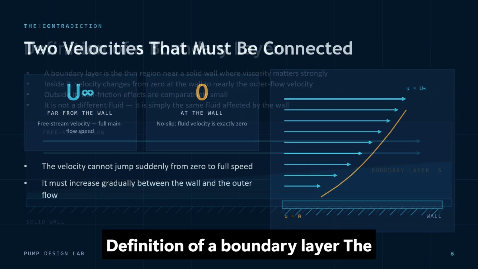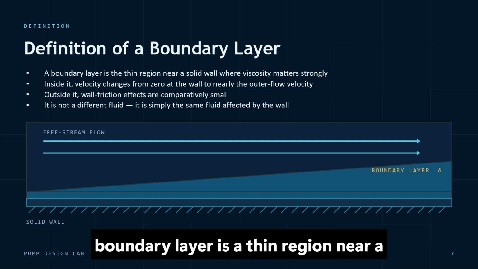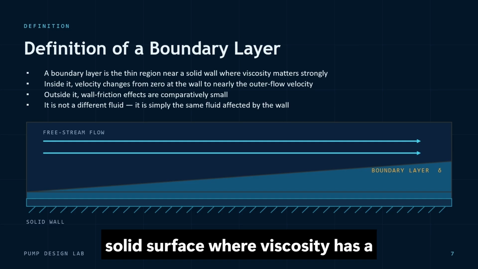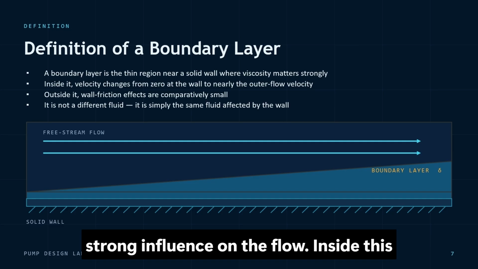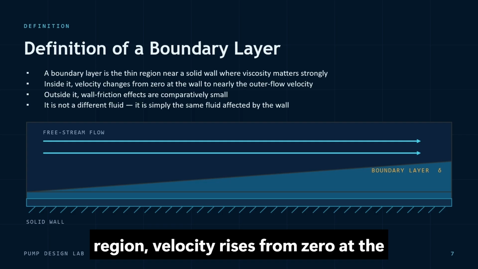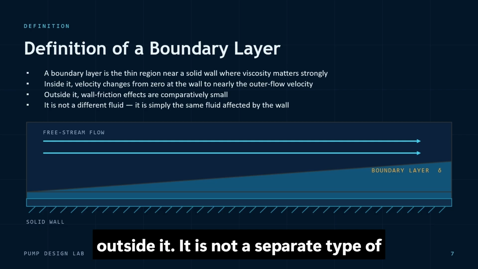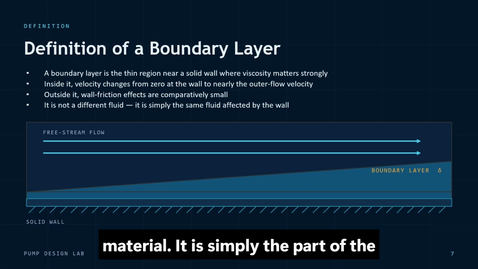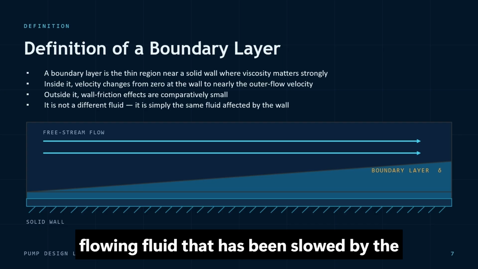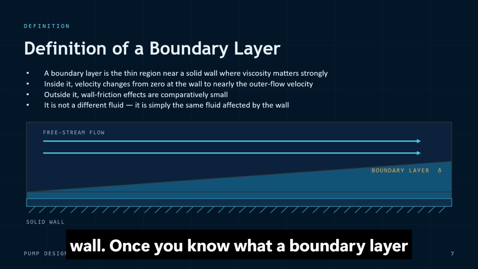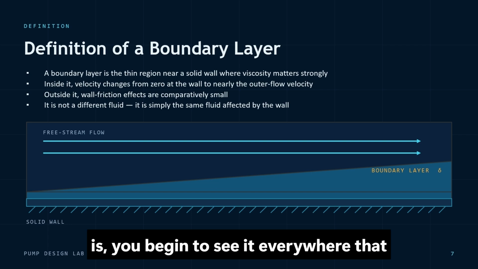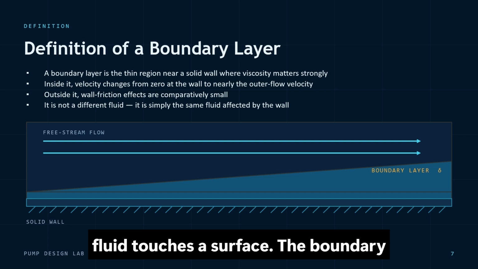Definition of a boundary layer. The boundary layer is a thin region near a solid surface where viscosity has a strong influence on the flow. Inside this region, velocity rises from zero at the wall to almost the free stream velocity outside it. It is not a separate type of fluid, and it is not an added layer of material. It is simply the part of the flowing fluid that has been slowed by the wall. Once you know what a boundary layer is, you begin to see it everywhere that fluid touches a surface.